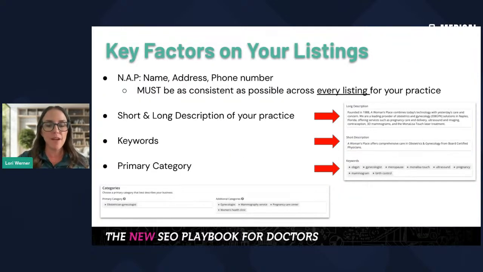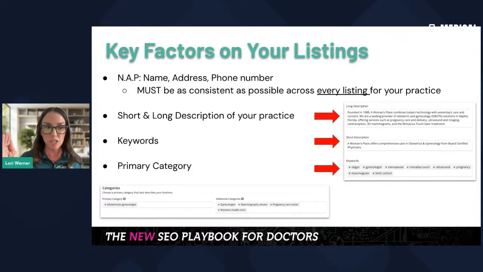So some of the key factors, not only with your Google listing, but really all of those other listings, are what we call NAP: name, address, and phone number consistency. This means that if my company is called Medical Marketing Wiz, and then I name it something different, Lori Werner Medical Marketing Wiz, on a different profile, that confuses Google. Is the business name this, or is the business name this? And ultimately, it doesn't give them the confidence to show you in the result.